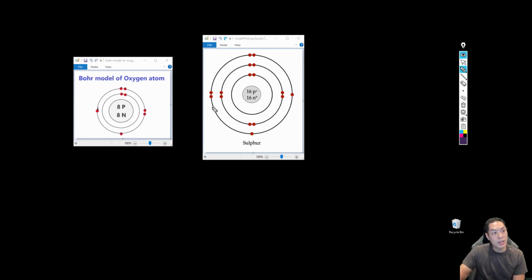So they are different elements, but when you look at the first shell, they both have 2. The next shell, sulfur has 8, but oxygen has 6. But then on the outermost shell, sulfur also has 6. Now, when it comes to reactivity, the outermost shell is the one that's going to actually react because it's on the outside. It's the part that's going to bump into other elements. And because it's the outermost, those are the electrons that are actually going to be reactive.